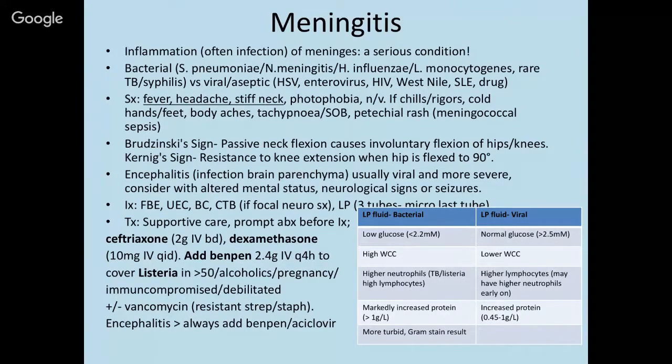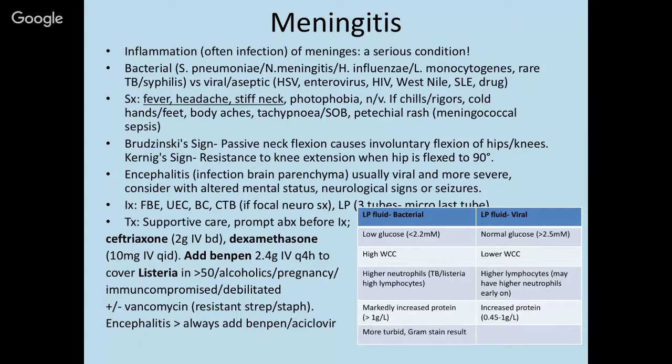With meningitis, it may be hematogenous spread from the bloodstream. It may be from the sinuses or the inner ear, so you could also consider that. If it's from the inner ear or sinuses, you may consider more strep and you may want to cover more with vanc. In encephalitis, you always add benpen to cover for listeria and acyclovir to cover for HSV.